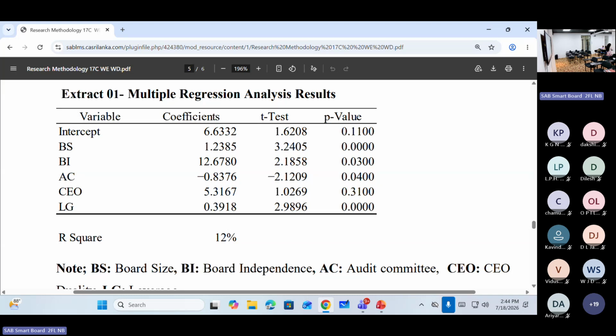Coefficient is positive. How many variables have we tested? Five variables. Which ones have a significant impact? Board size, board independence, CEO duality, audit committee, and leverage.